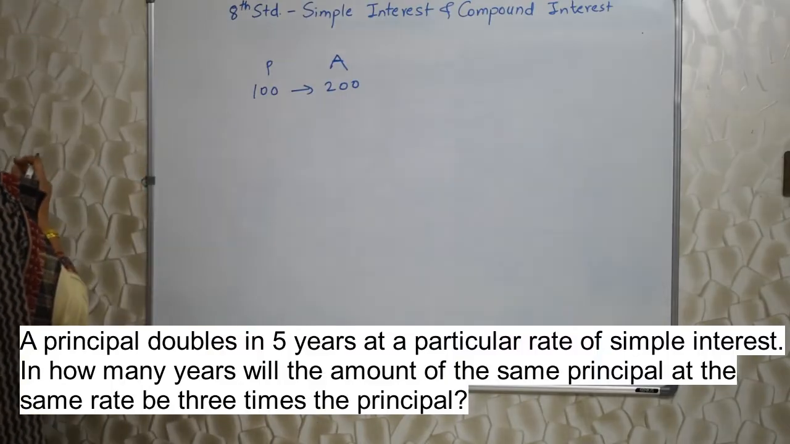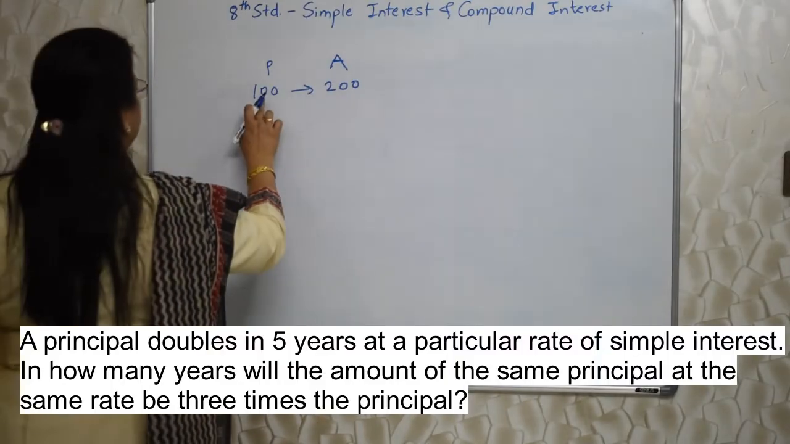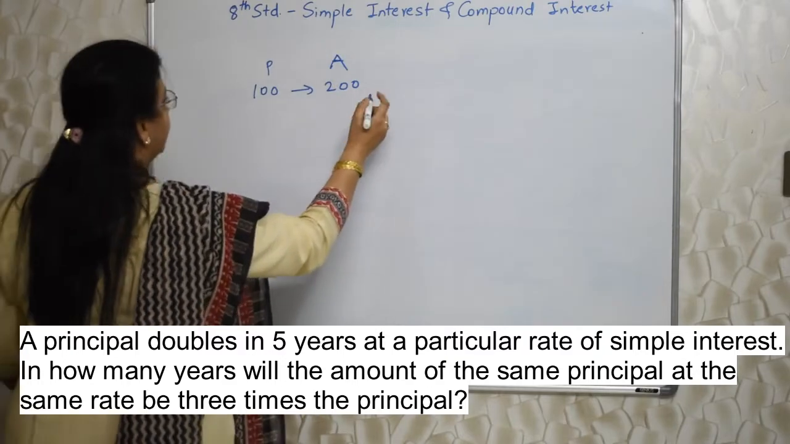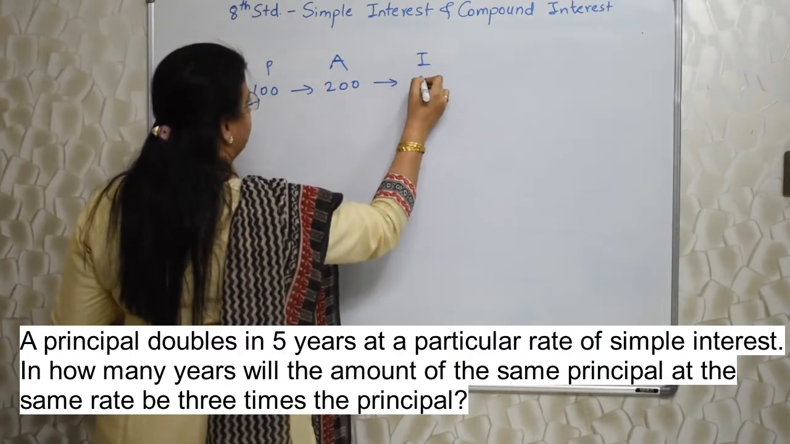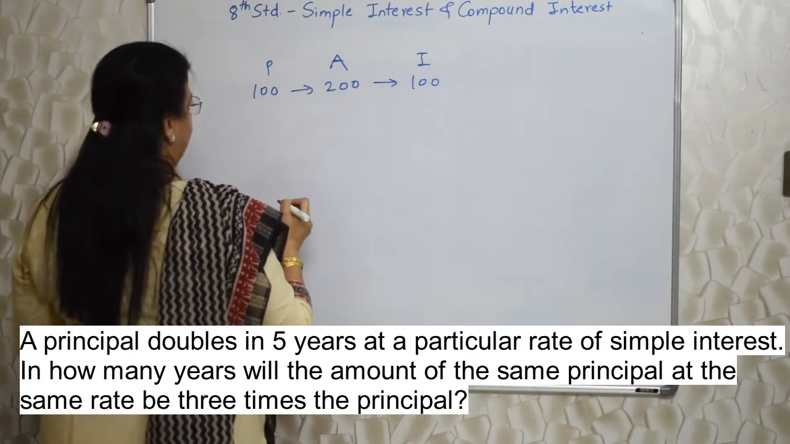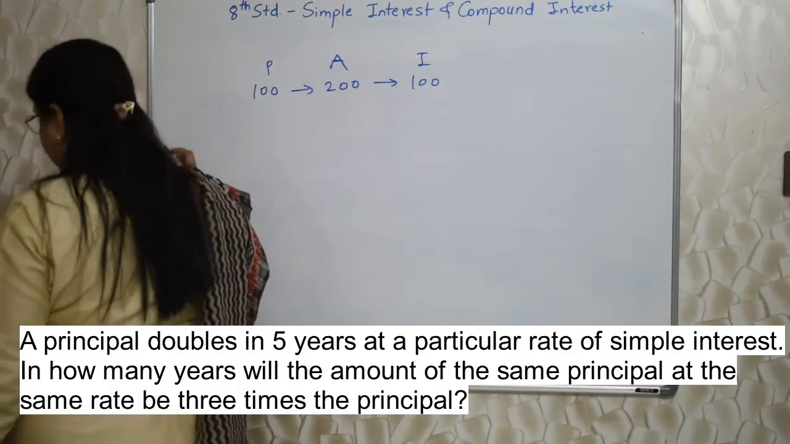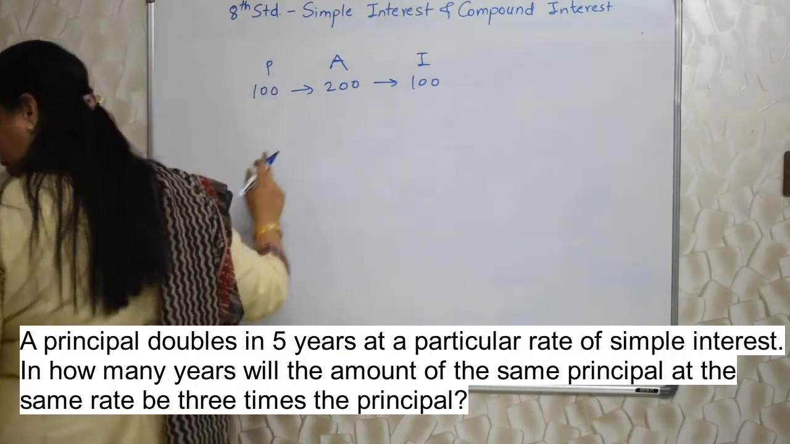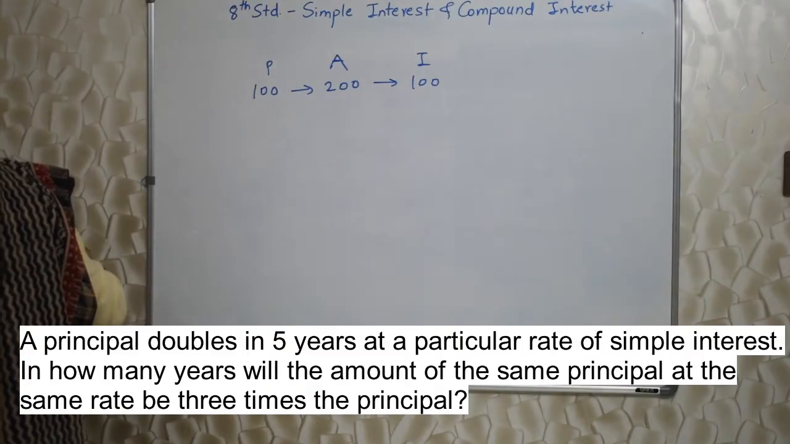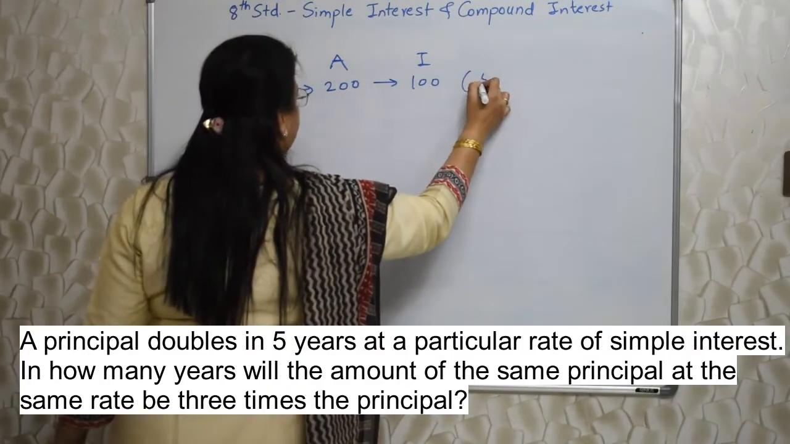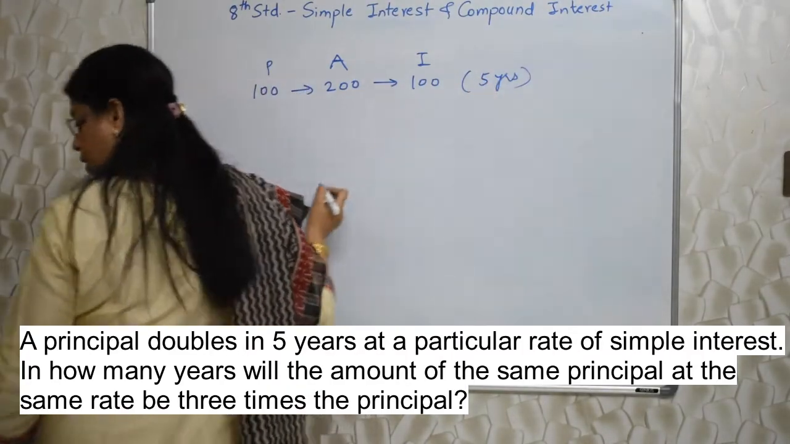What are they saying? Principal doubles. Okay. Means 100 का 200 होता है. मतलब interest कितना है? A minus P, that is 100. Right? Means P is 100, I is also 100. In 5 years. This happens in 5 years.